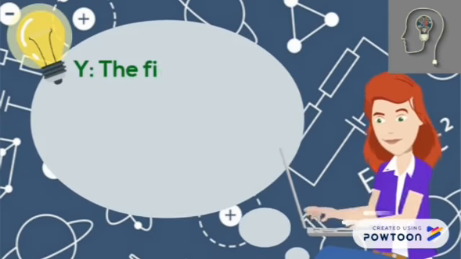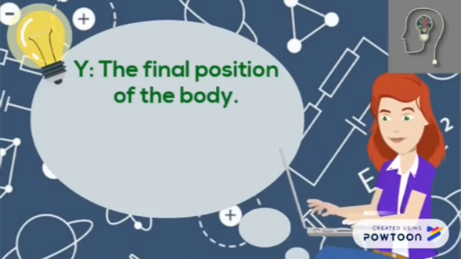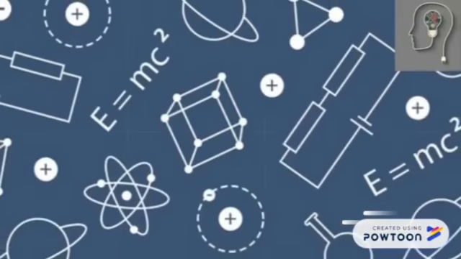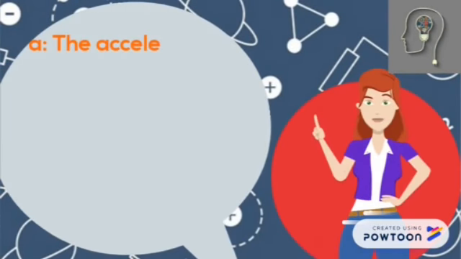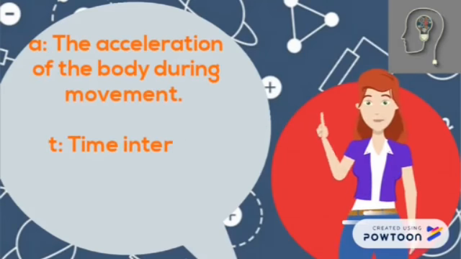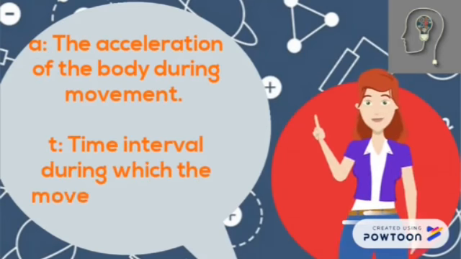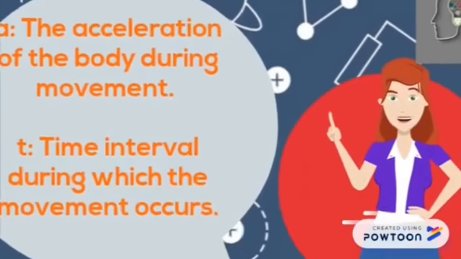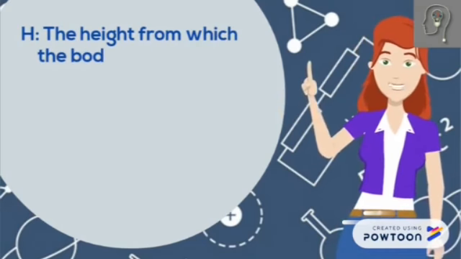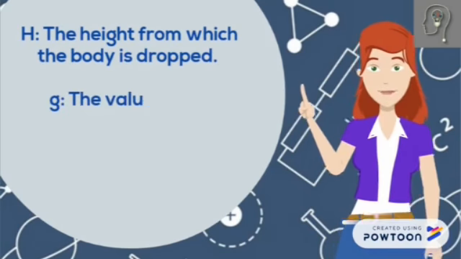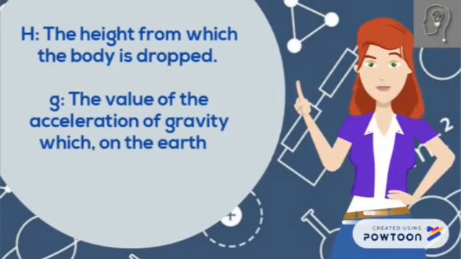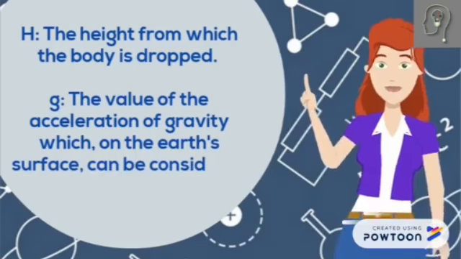y represents the final position of the body and v the final velocity of the body. The letter a represents the acceleration of the body during the movement and t represents the time interval during which the movement occurs. The letter h represents the height from which the body is dropped. The letter g represents the value of the acceleration of gravity, which on the Earth's surface can be considered equal to 9.8 meters per second squared.